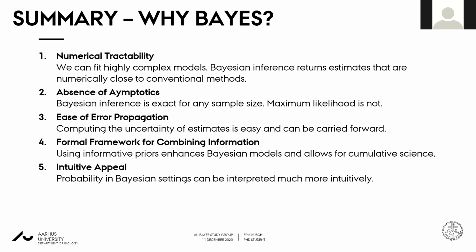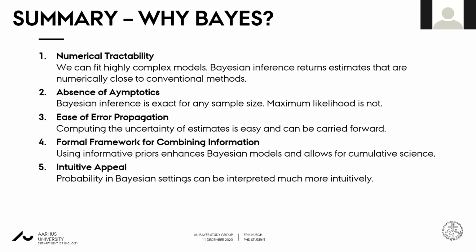Now, in addition to this, Bayes also offers a formal framework for combining information. And this comes down to informative priors enhancing Bayesian models, and that in turn allowing for the cumulative nature of science. Because one person might have a finding, and now to build on that finding, all we have to do is take the posterior that they obtained and plug it into our models as a prior, slapping our data on top as well as our model and combining the information into one, which I think is also the way forward for really interesting meta-analyses.